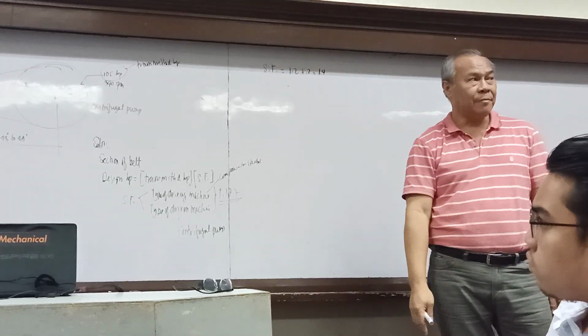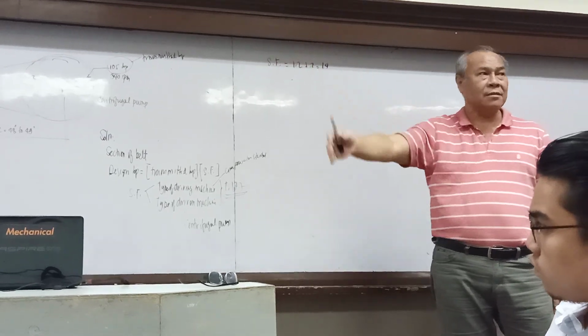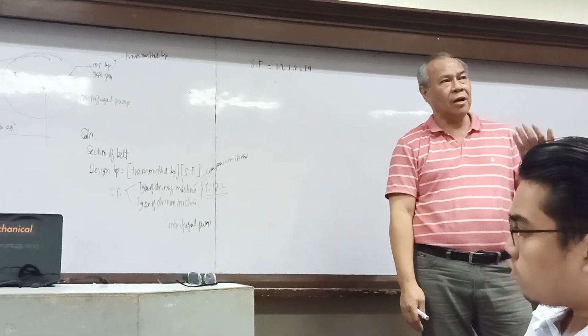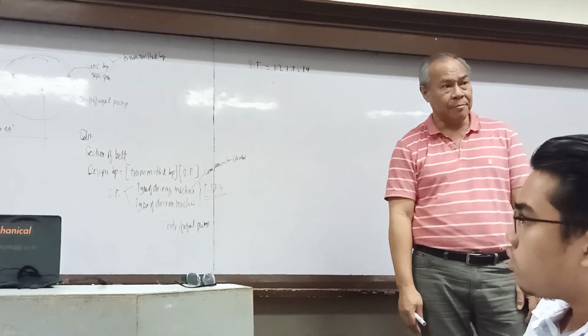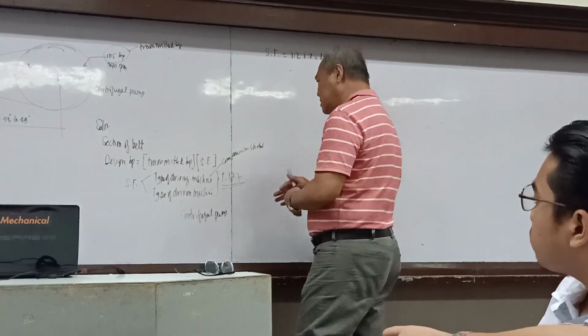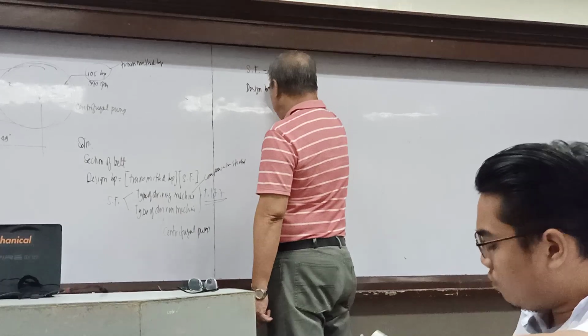Taken from the problem. So you have to go back to the problem and take a look at the different conditions given. Do we need to add 0.2 or do we need to subtract 0.2? Now, if I now know this value, therefore your design HP can now be determined.